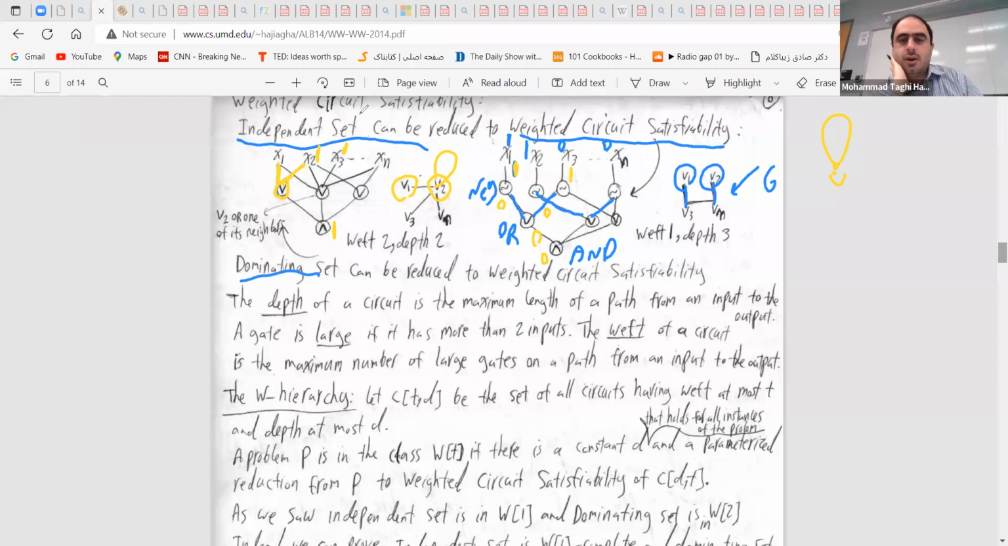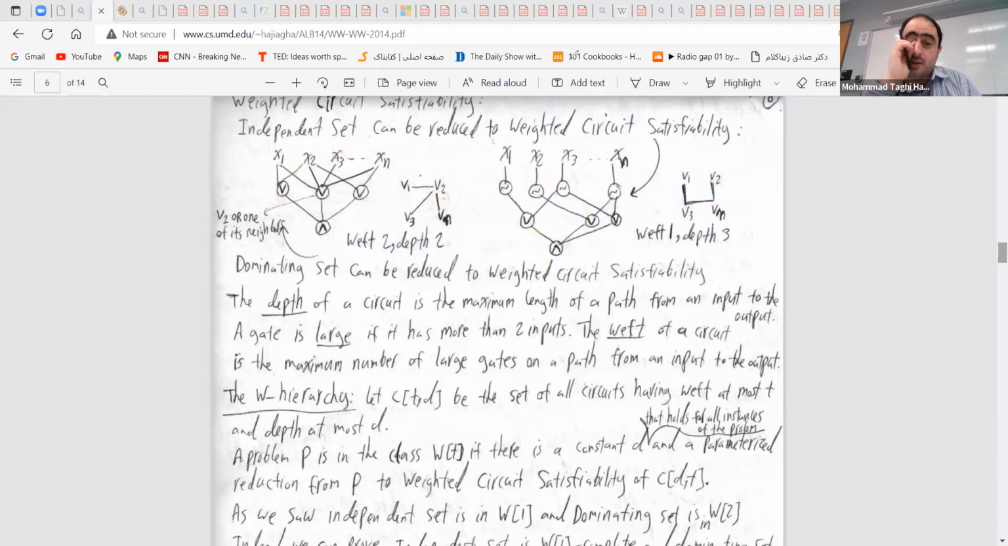Good. So let's go to the next thing. I have just mentioned that these graph problems can be represented by circuits. Now for circuits, there are two important parameters that I need to define. One of these is the concept of depth. Depth is easy. The depth of a circuit is the maximum length of a path from an input to the output.